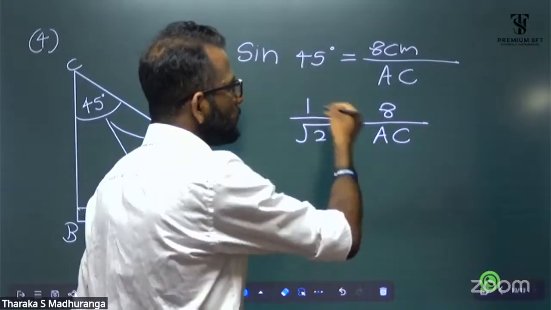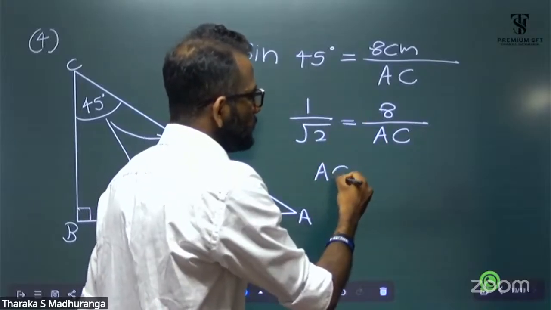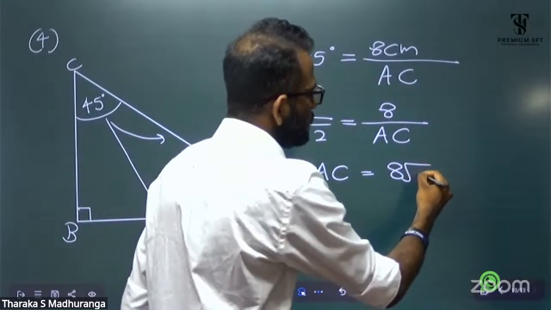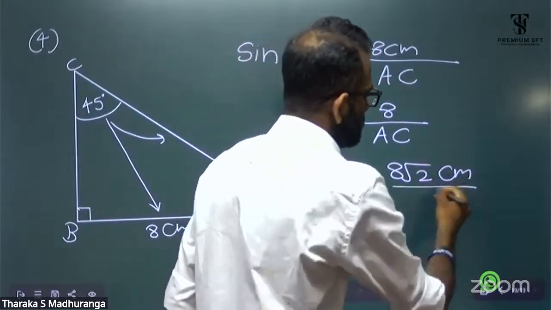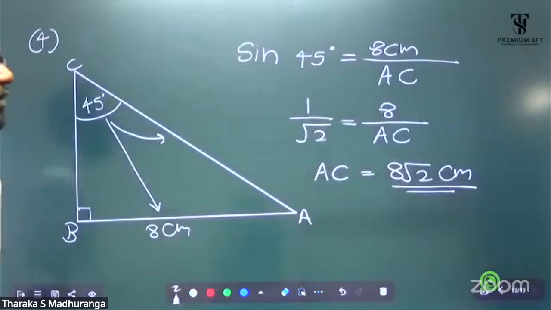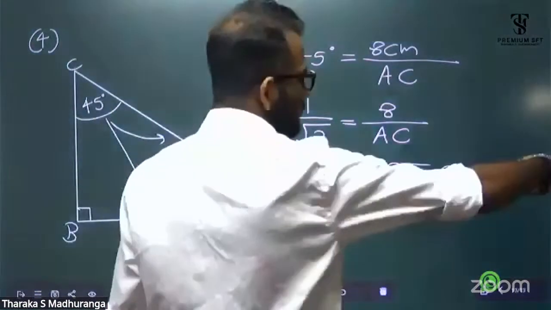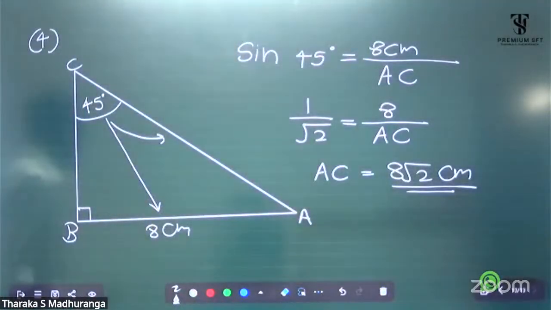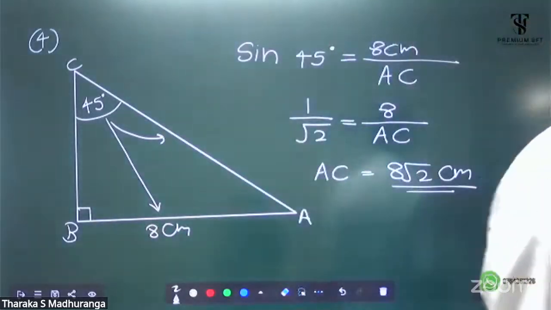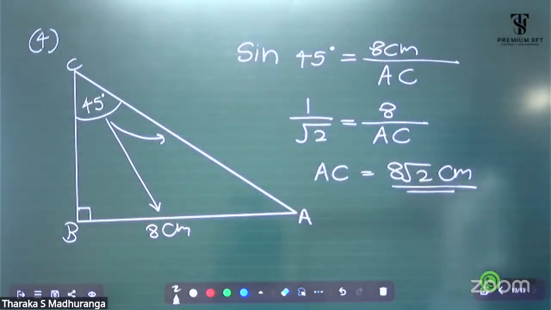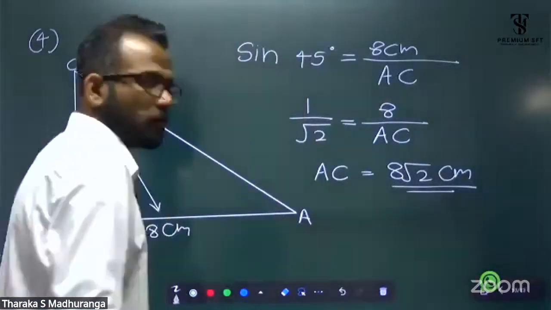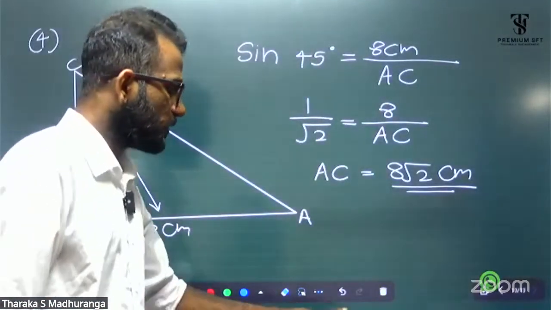Now AC, cross multiplication. AC equals 8 root 2 centimeter. You can use a calculator for the decimal value, no issue. Okay, let's go to a bit advanced calculation. Let's go to the tutorial question, second MCQ.